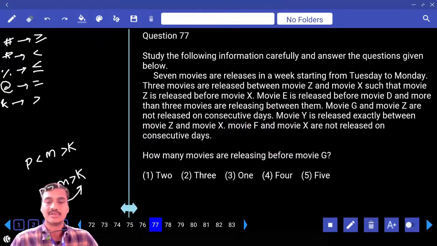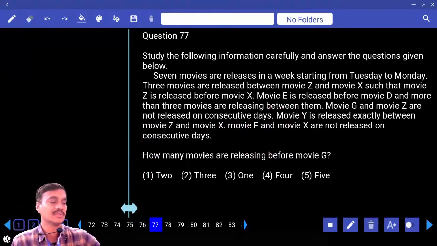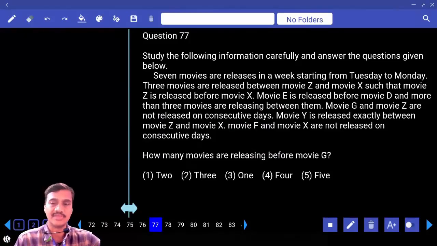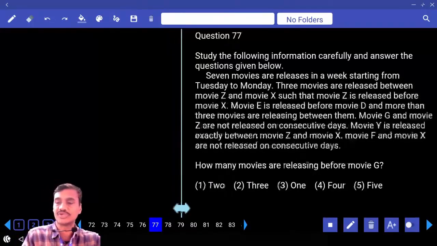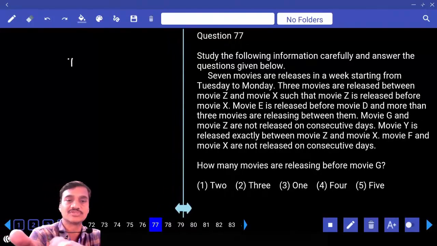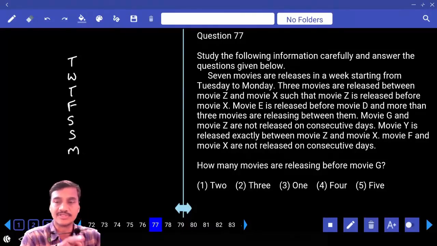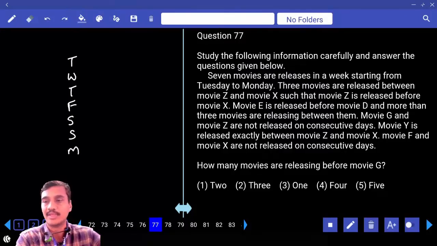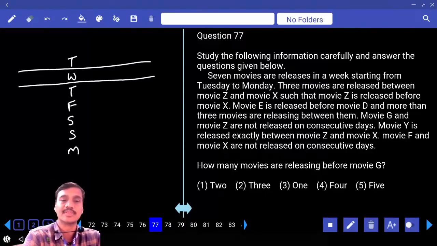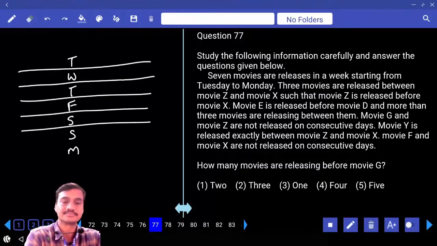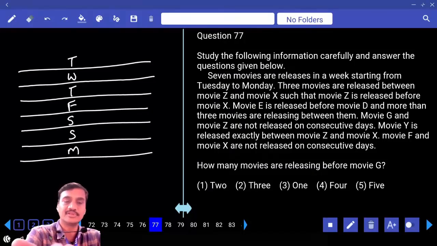Question number 76. Then 77. Now in this 77, how many movies are there? There are only 7 movies, and they are released in a week starting from Tuesday and ending on Monday. Tuesday, Wednesday, Thursday, Friday, Saturday, Sunday, and Monday. And 3 movies are released between Z and X. How many in between Z and X? Exactly 3.